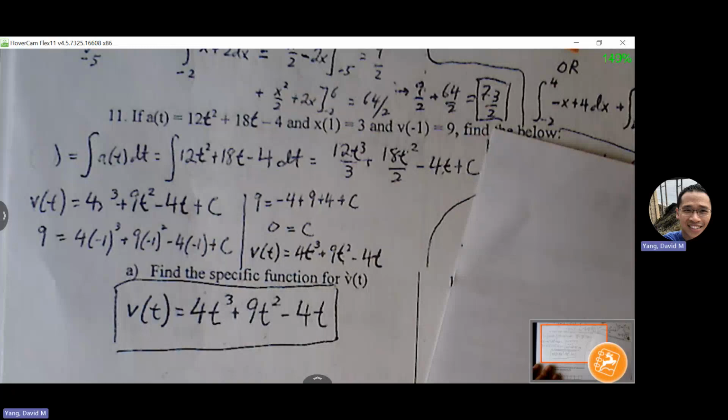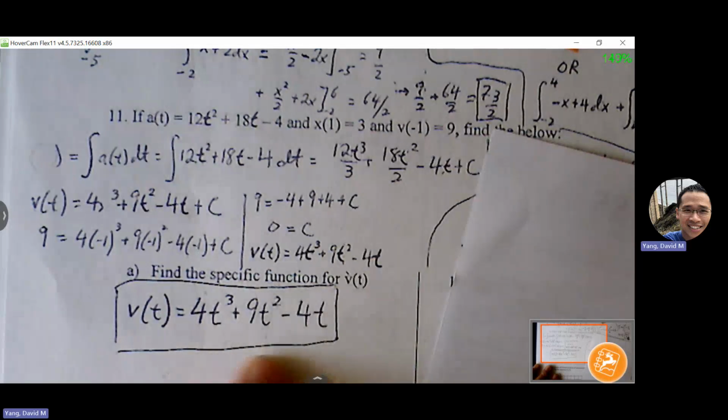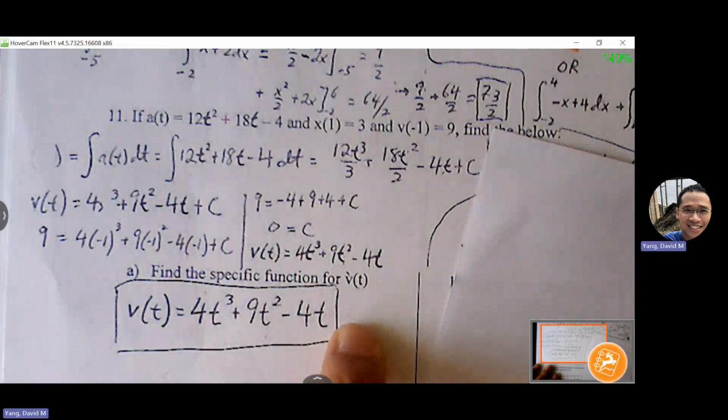So when I made the substitution, replacing v of t with 9 and t with -1, I solved for c, and I got c equals 0. So plus 0, I can just let it drop out. My velocity doesn't have a constant because that constant is plus 0.